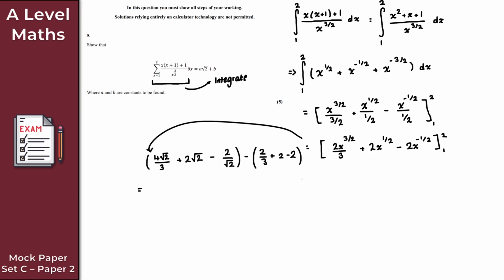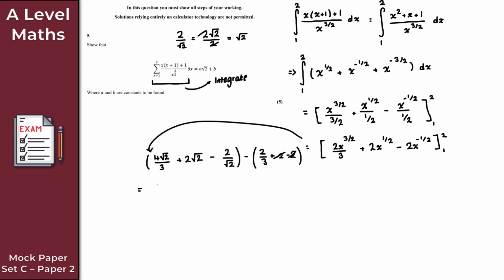So let's just simplify here. Well, they just cancel, like so. I've got 4 root 2 over 3 plus 2 root 2 minus 2 over root 2. Now, minus 2 over root 2, just make a note here. So 2 over root 2, once we rationalize, I get 2 root 2 over 2. The 2's just cancel. We simply get root 2 there.